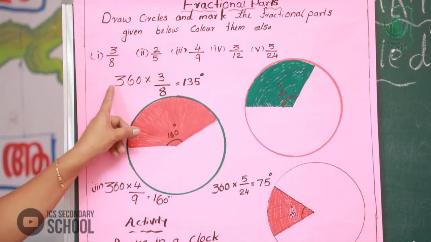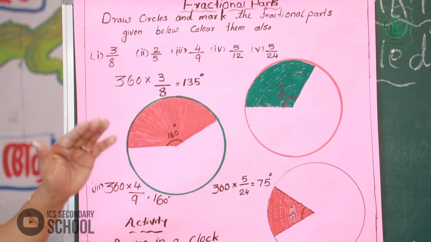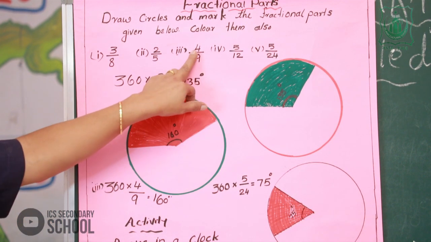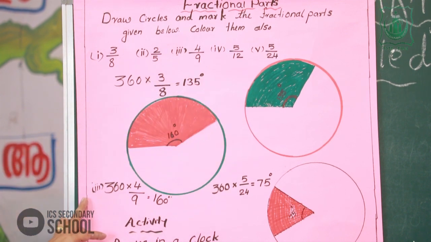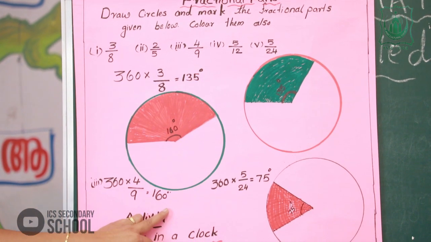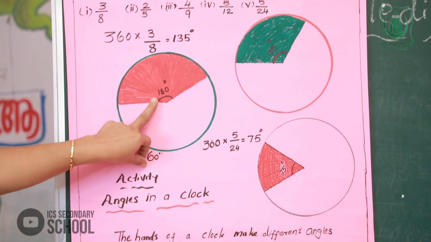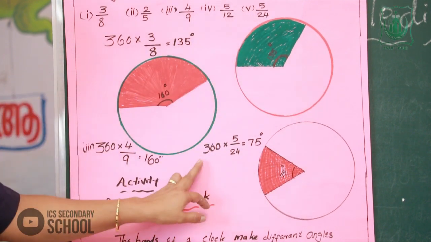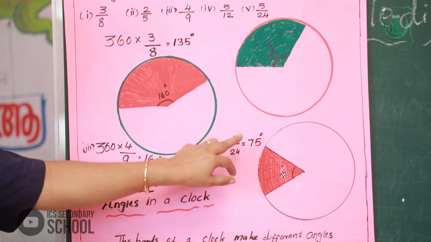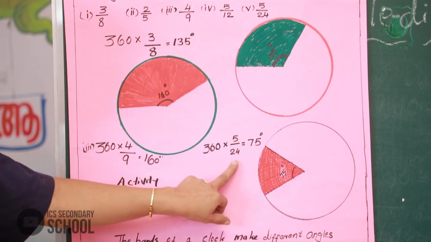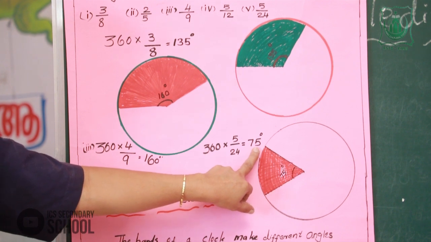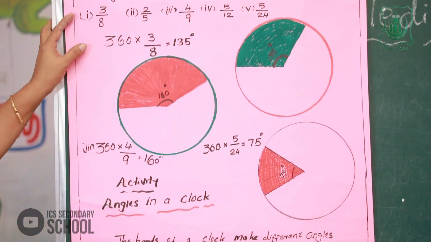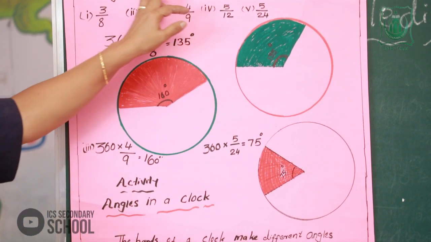Or another method: 360 into 3 divided by 8 is 135 degrees. And next, 4 by 9: 360 into 4 by 9 is 160 degrees. And 5 by 24: 360 into 5 by 24, then we get 75 degrees. Write in your notebook. The next activity, activity 3, fractional parts.